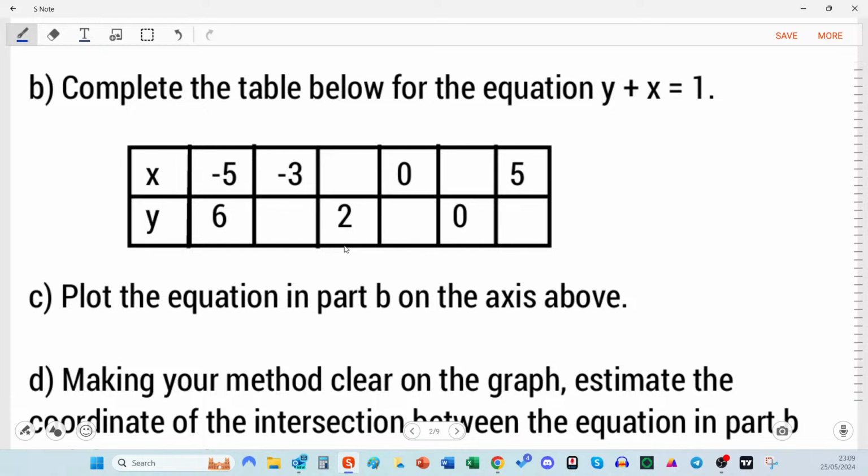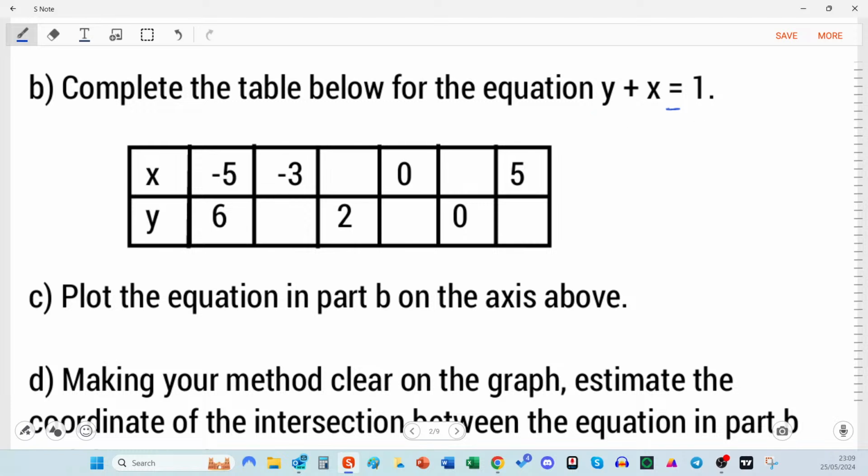Okay, complete the table for the equation y plus x equals 1. So all across this table, there are pairs, 4, 5, 6 pairs. And all of those pairs of x and y, when you add them together, will equal 1. That's me reading this equation. It says when you add them together, it equals 1.